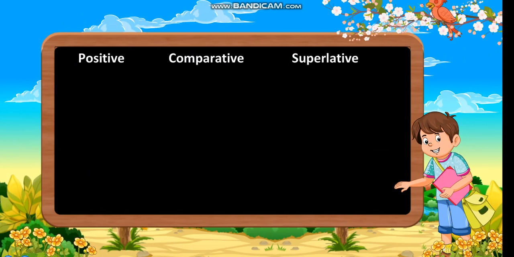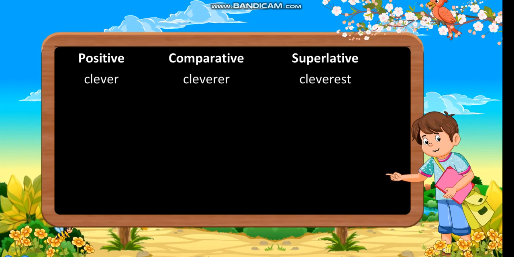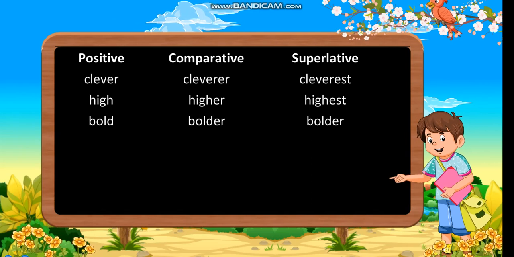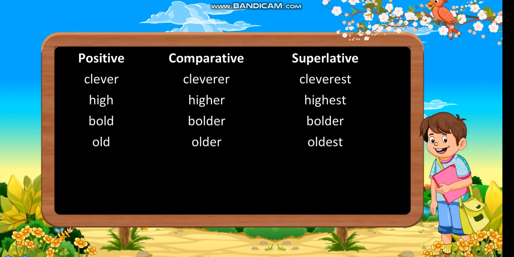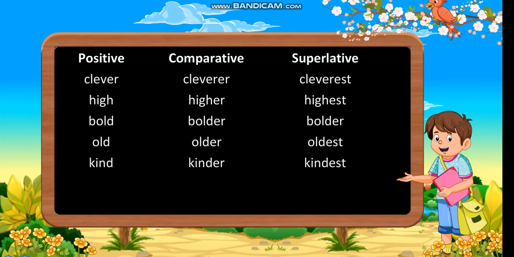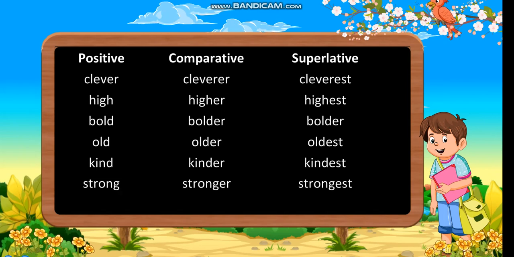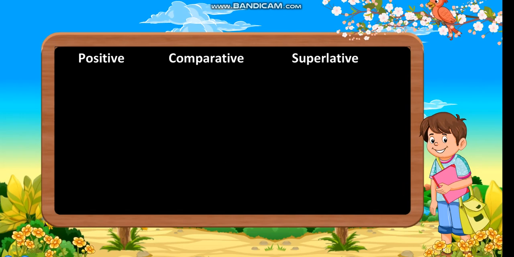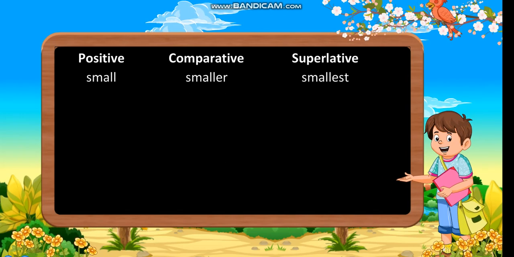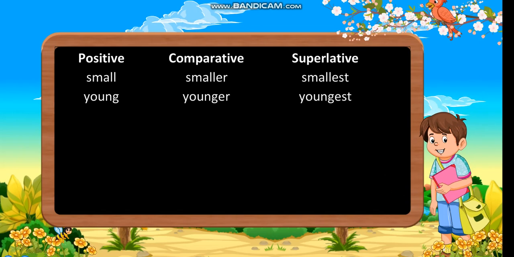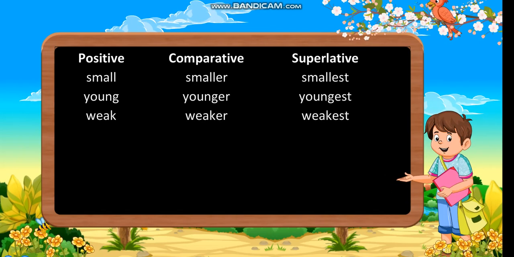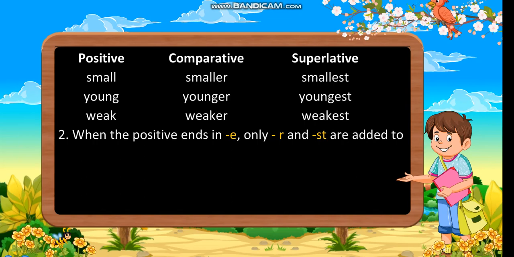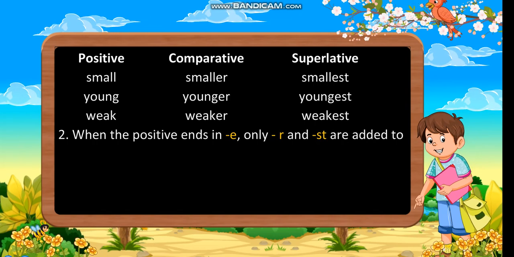Positive, comparative, superlative. Clever, cleverer, cleverest. High, higher, highest. Bold, bolder, boldest. Old, older, oldest. Kind, kinder, kindest. Strong, stronger, strongest. Tall, taller, tallest. Small, smaller, smallest. Young, younger, youngest. Weak, weaker, weakest.